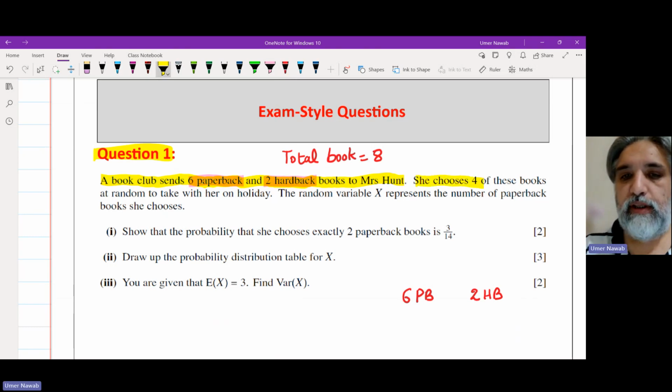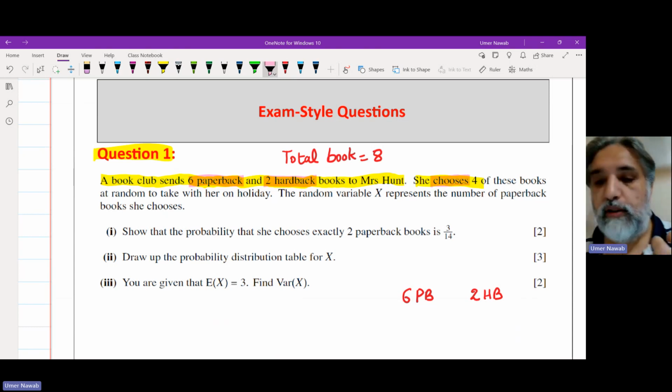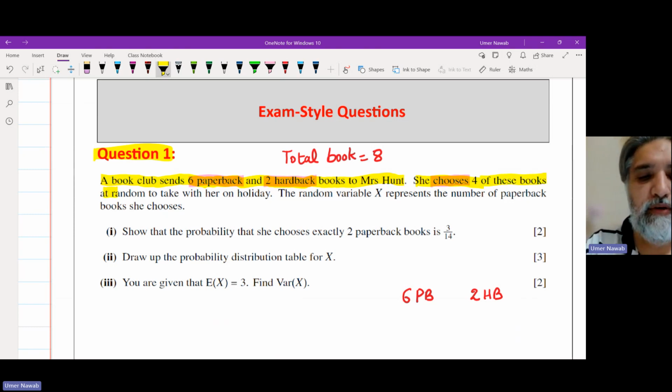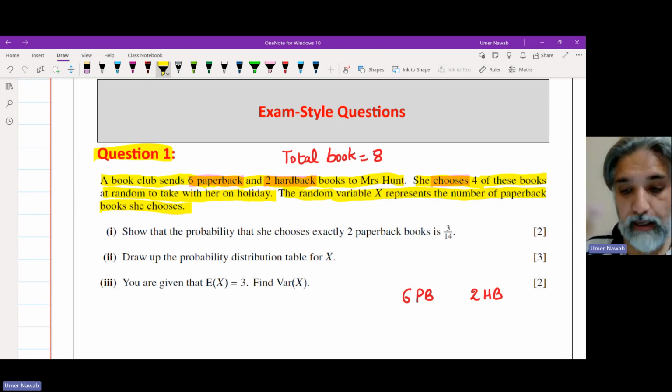She chooses. When the word choose comes, the combination concept comes to my mind, selection. She chooses 4 of these books at random to take with her on holiday. Done. The random variable X represents the number of paperback books. Now, paperback books are 6, and she wants to take some paperback books with her. In total, she is going to take 4 books with her.